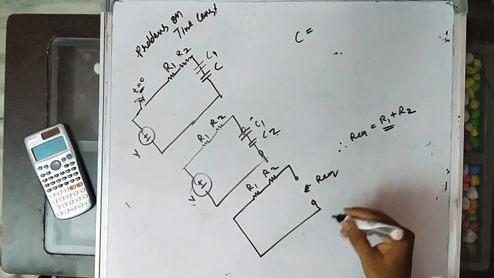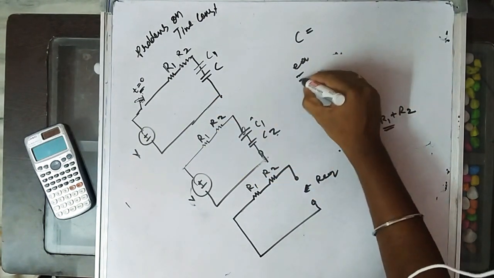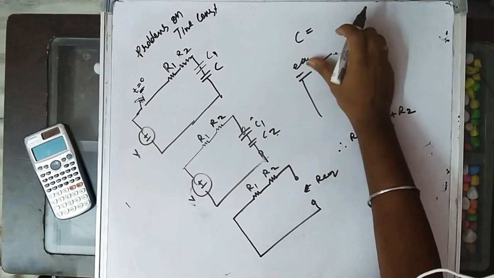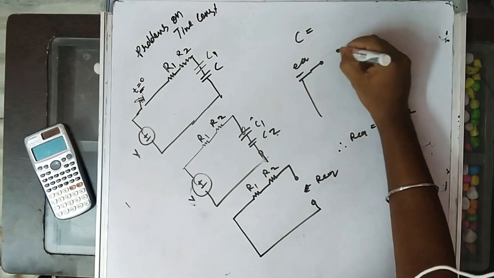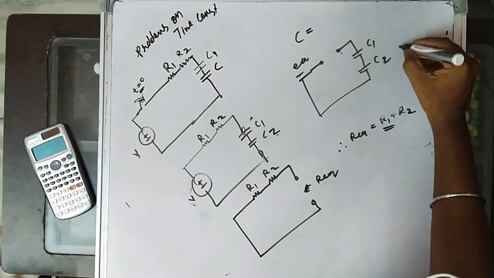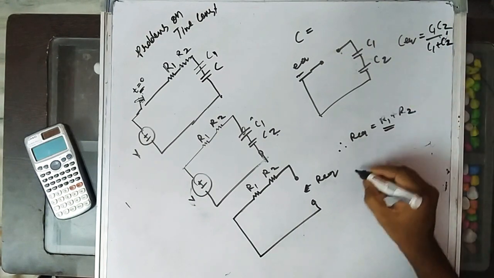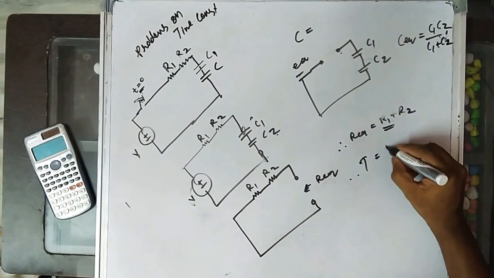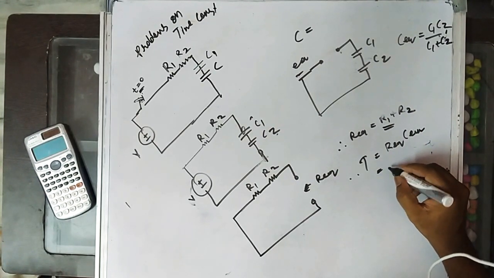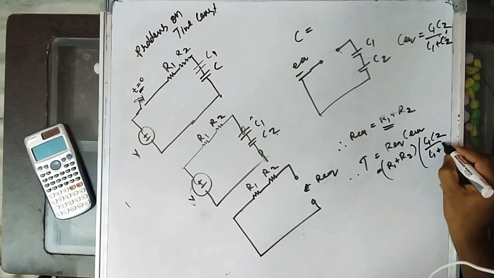Now for finding C equivalent, for the same circuit you turn off the voltage source, keep C1, C2, and remove the resistances. Since C1 and C2 are in series, C equivalent equals C1 C2 by C1 plus C2. Now the time constant tau equals R equivalent into C equivalent. Then this becomes R1 plus R2 times C1 C2 by C1 plus C2.